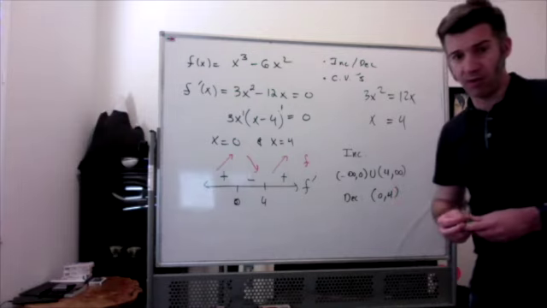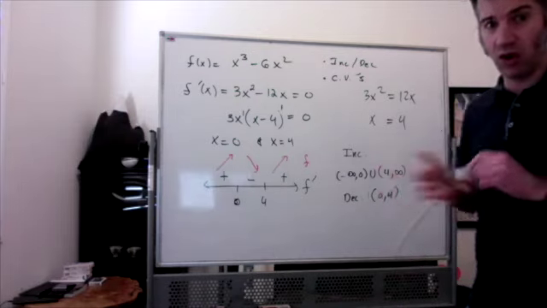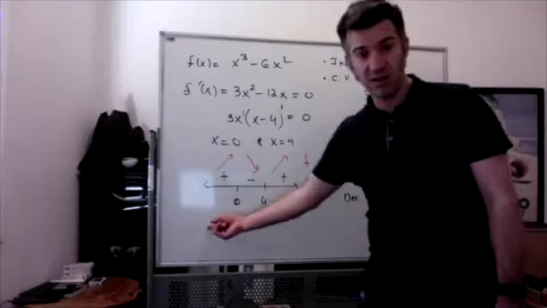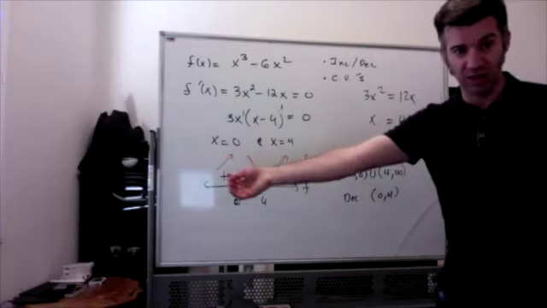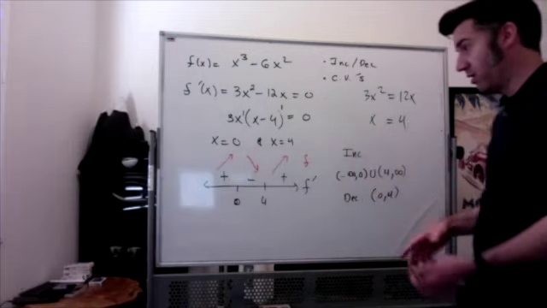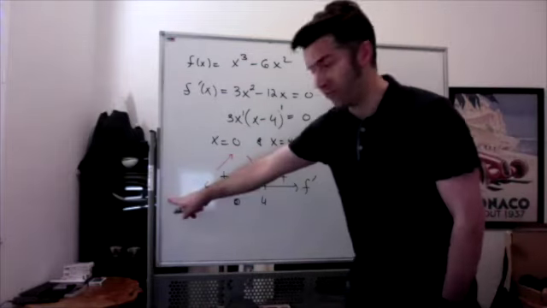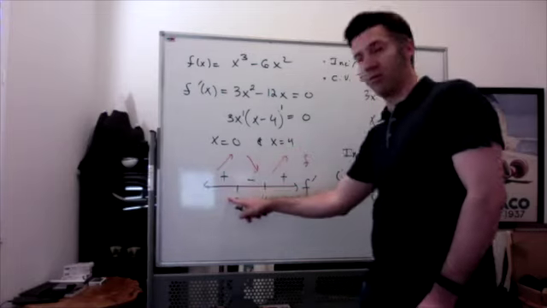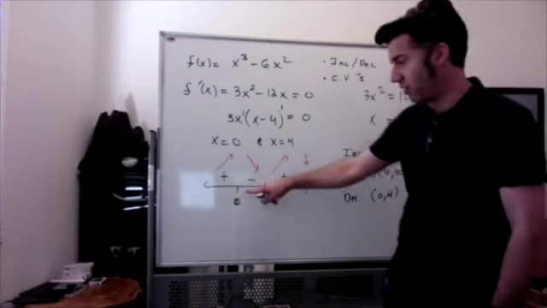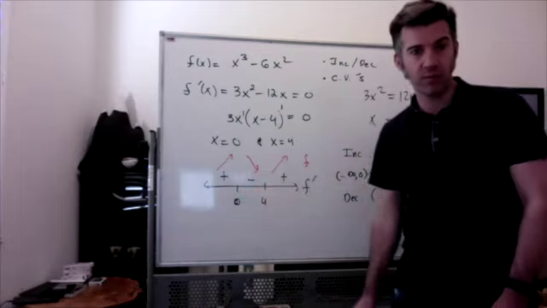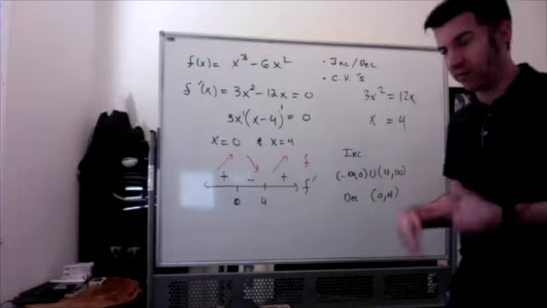A couple tips about writing your interval notation. Just like with the number line, in interval notation, your smaller numbers go on the left, your bigger numbers go on the right. So for this interval here, I'm doing the left number, -infinity, up to the right number, 0. And then this interval here, the left number 4 up to infinity. For this interval, the left number 0 up to the right number 4. So always left, right, never right, left.